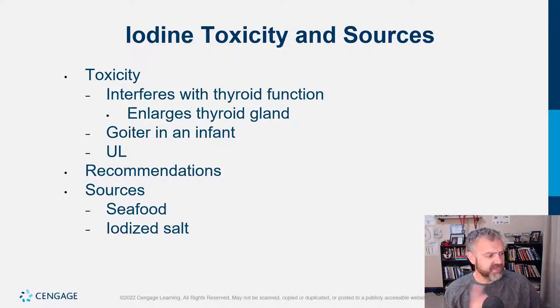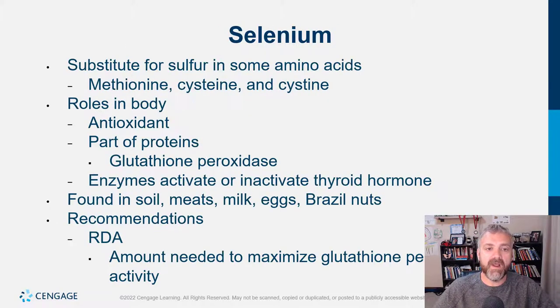Let's see, iodine deficiency can cause goiter. We already said that. And kelp. Supplementation is a good idea for many people, or you can consume seaweed and kelp, those kinds of things, but something to consider. All right, selenium.